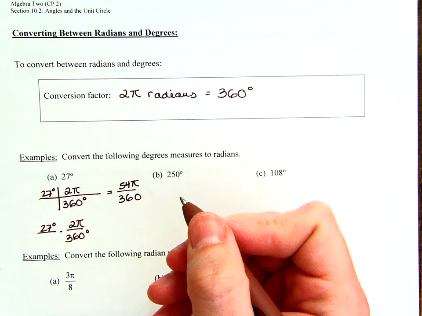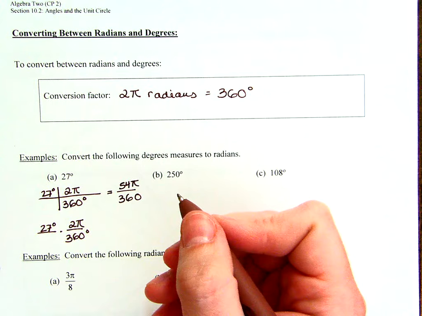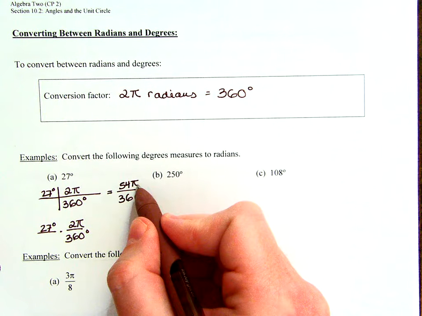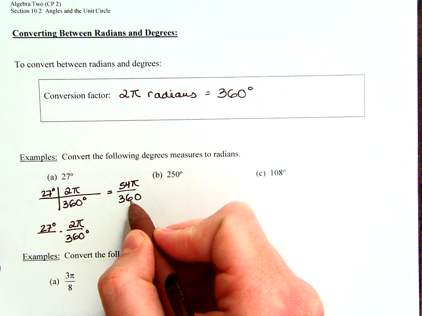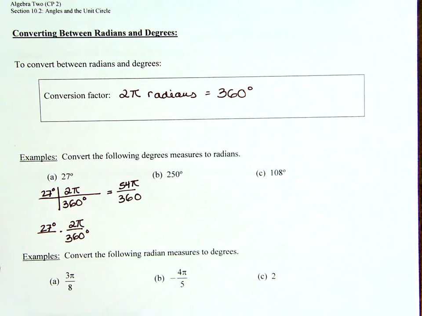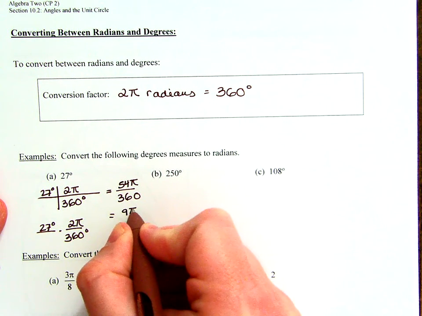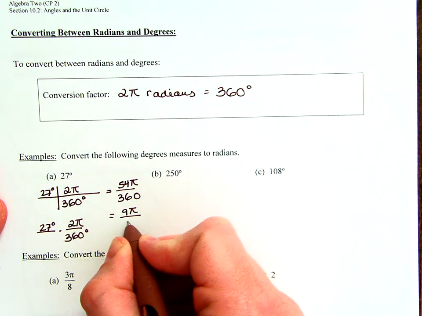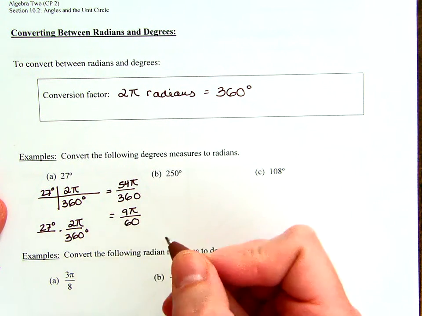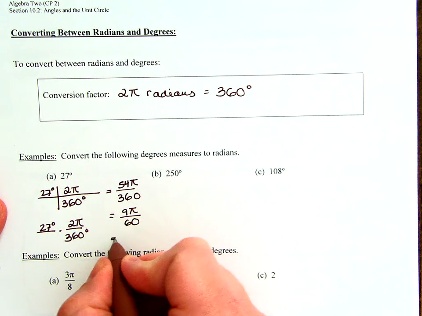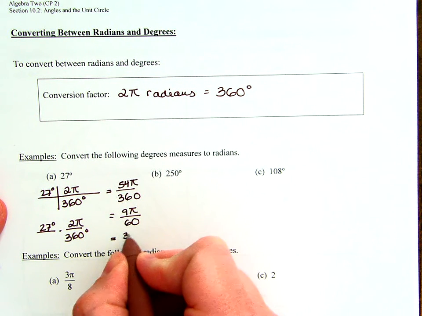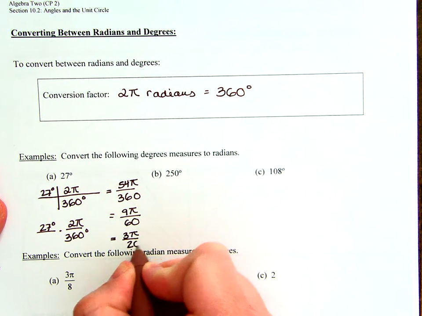Well, I should do some simplifying here. So ignoring the pi for right now, 54 over 360, well, I know they're even, so I know I should be able to divide by 2. I bet I can do better than that, though. I bet we can probably divide by 6 here. Yeah, we can. If you divide by 6, you're going to get 9 pi over 60. And actually, we can keep going. We can divide them both by 3, and we'll get 3 pi over 20.